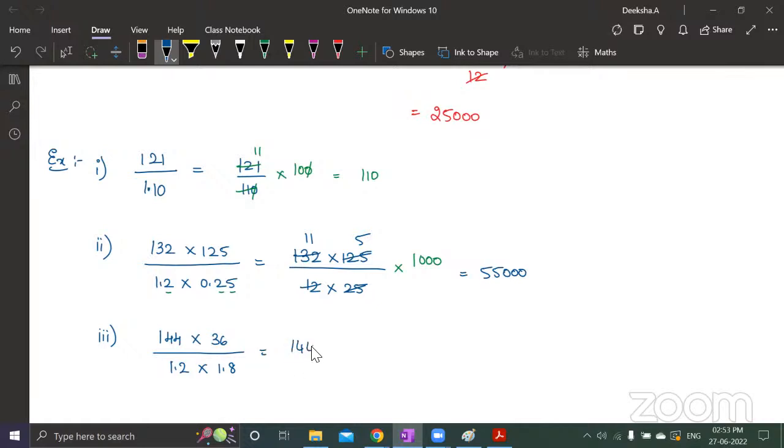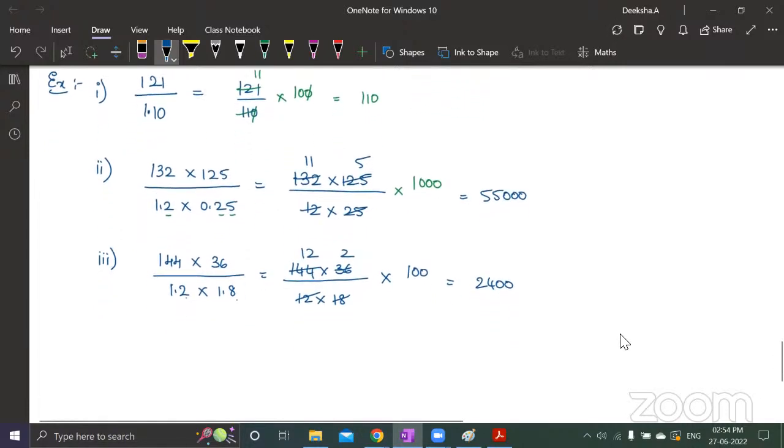So we rewrite this as 144 into 36 divided by 12 into 18. Now, the decimal point is there in the denominator. So in the numerator, I will write the balancing factor, 1 and 2 zeros. 12 12s are 144. 18 2s are 36. 12 into 2 is 24. So you get 2,400 as the answer. Yes, all of you have got the correct answers. Very good. Now this is if you have a decimal number only in the denominator.